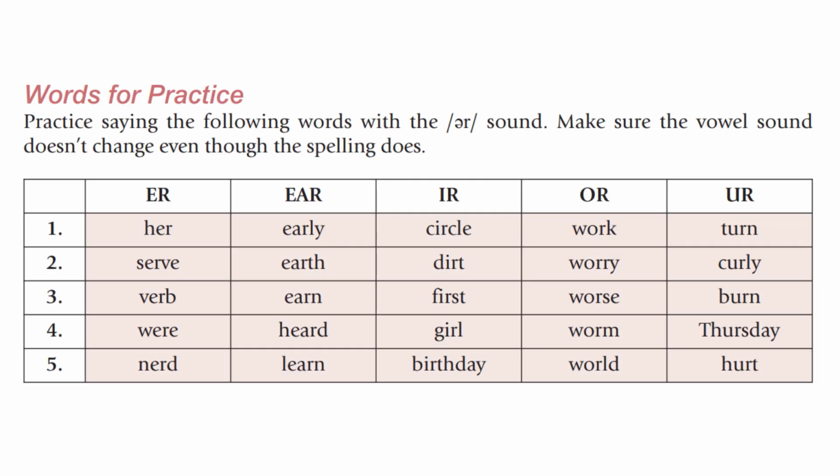Words for practice. You will hear 5 words at a time, each having a different spelling, but the same sound. The words are spelled in this order: ER, EAR, IR, OR, and UR. Practice saying the words and make sure that the vowel sound doesn't change even though the spelling does.